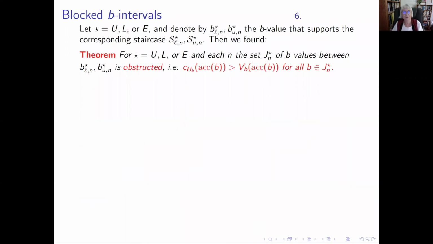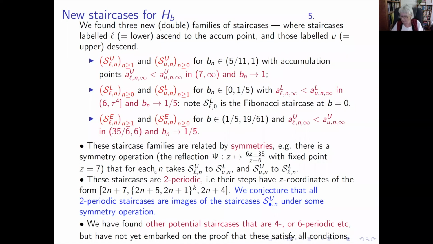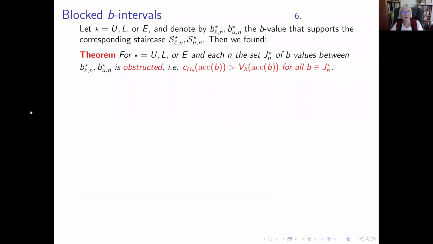The other feature we discovered is these blocked B intervals. There are 3 families of staircases, U, L, and E. And for each family, there is a set of B values. We've got 2 staircases, an increasing one for this value of B and a decreasing one with that value of B. And the claim is that in between those 2 values, there are no staircases. Those are blocked B intervals. So the claim is that for each of these U, L, or E, the set of B values between these is obstructed. That means that the capacity function is definitely bigger than the volume on those intervals.